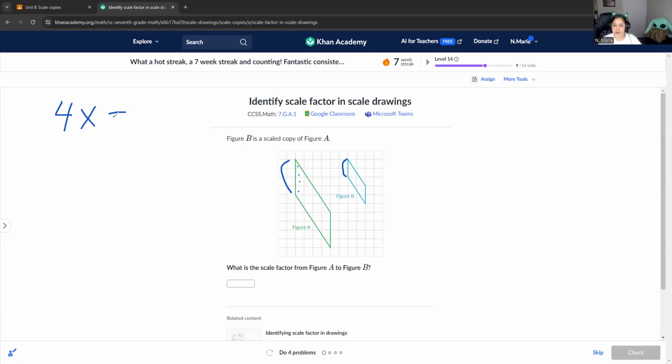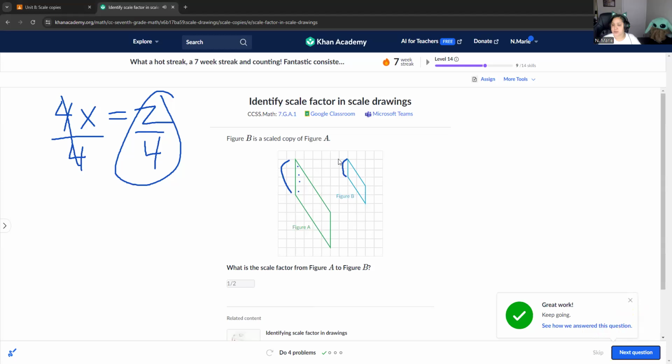You learn those in 6th grade. 4 times x equals 2. Well, solve for x. Divide both sides by 4. Always simplify your fractions. 4 times 1/2 gets me 2. So what's the scale factor? 1/2.